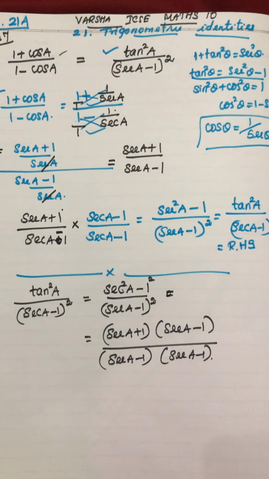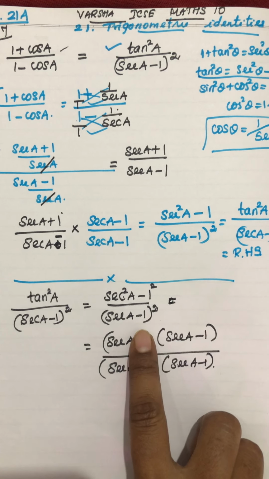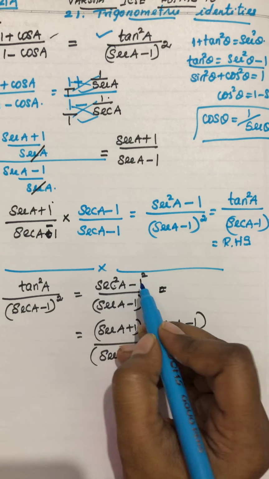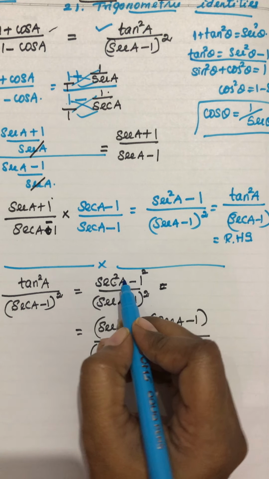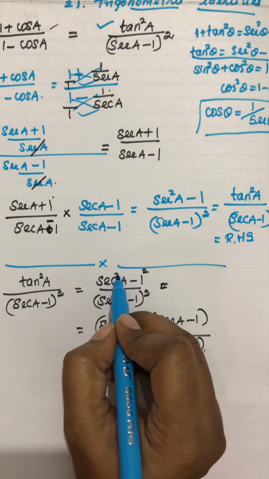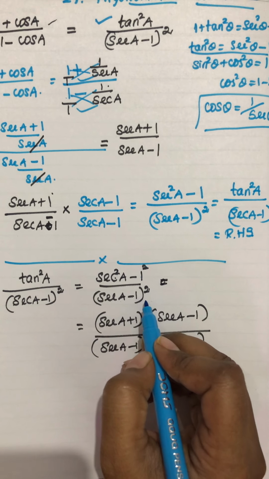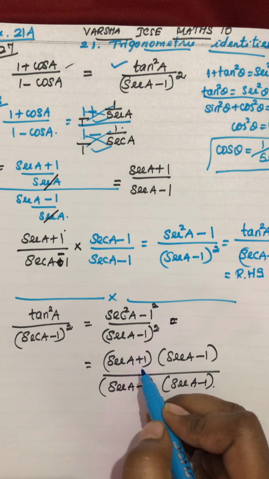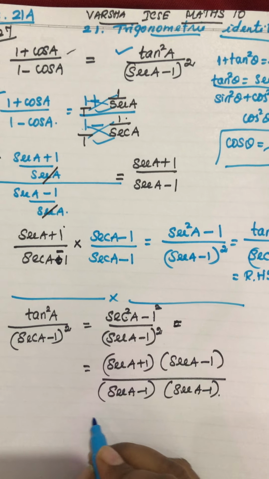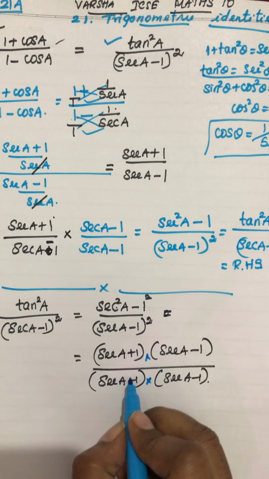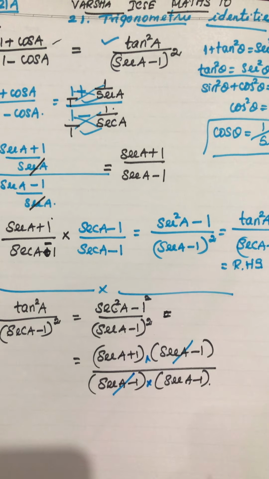Many of the students commit mistakes here, I have seen your papers. See, this square is a separate square, this is not a whole square. The square is on secant and on 1, but this is the whole square. So both are different, we should not confuse with that. Okay students, we can cancel because it is a multiplication sign. Which one is canceled? We can cancel this one and this one.